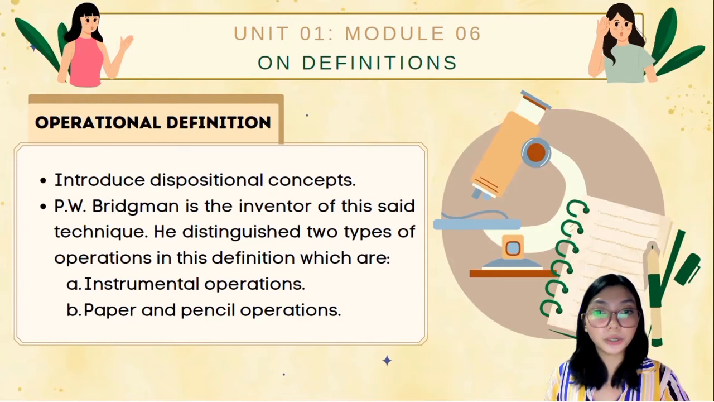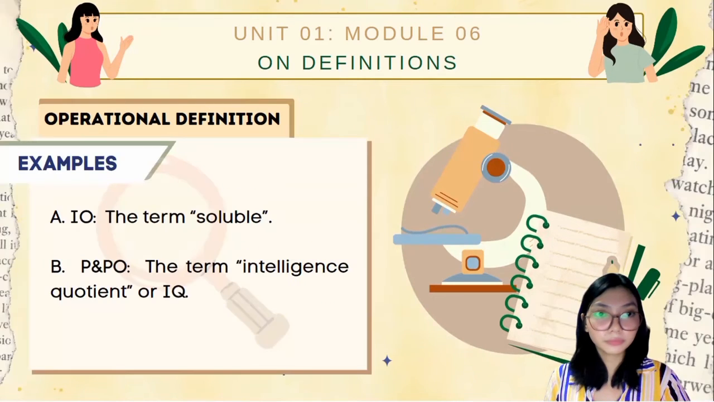Basically, this type of definition was actually invented by Percy W. Bridgman, an American physicist that believed that operational definition has two types of operations, namely instrumental operations, which is performed through devices and measurements like telescope and microscope. On the other hand, paper and pencil operations are performed through verbal and thought experiments.